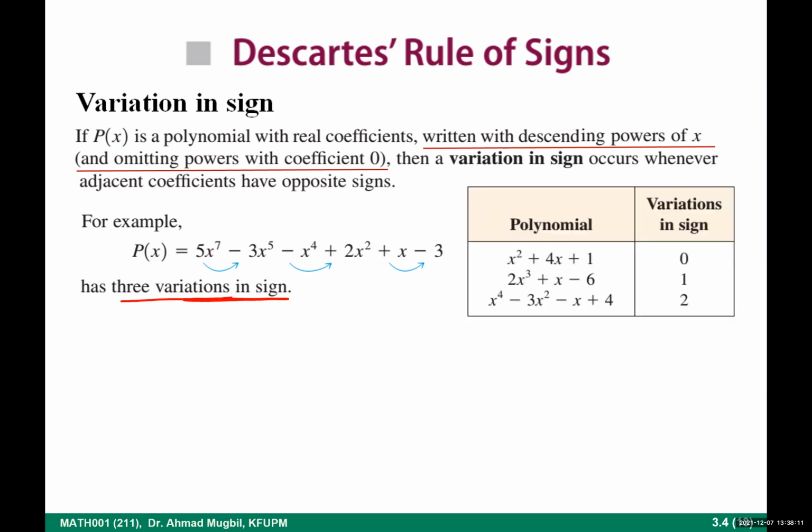These are more examples. Look at this. There is no variation here in sign, so the number of variations is 0. In the second one, 1. In the third one, 2.